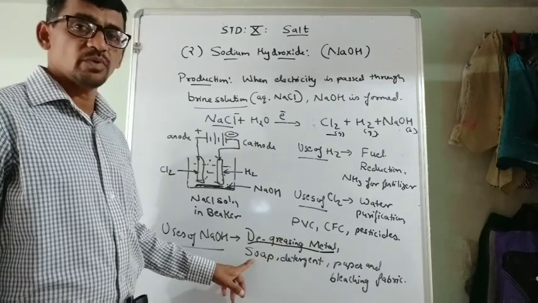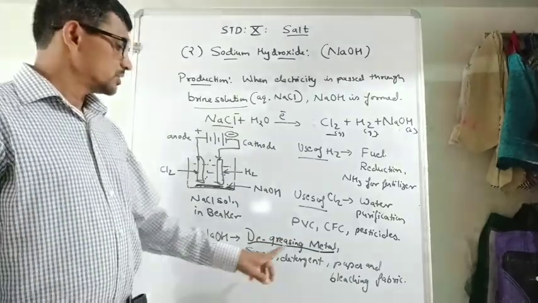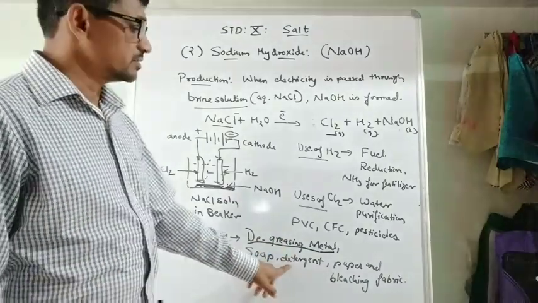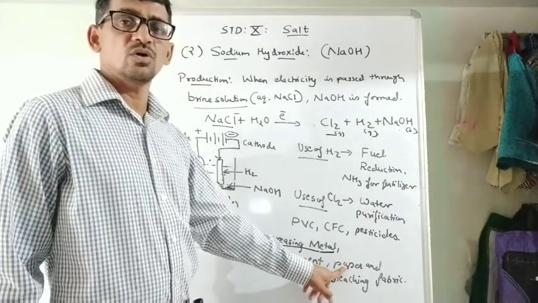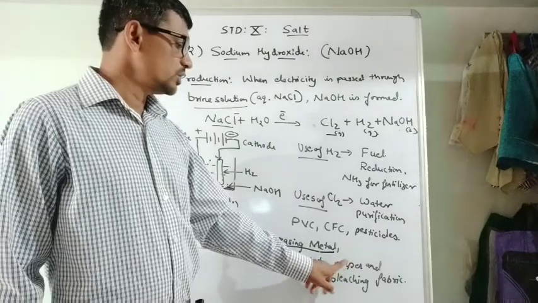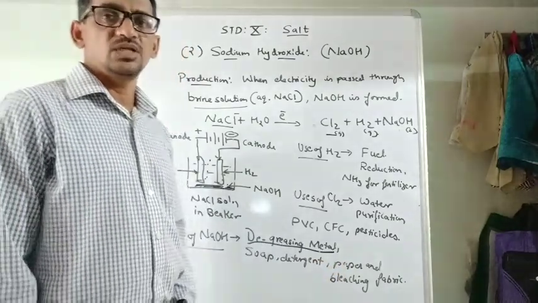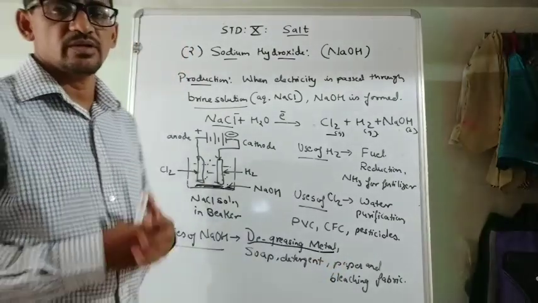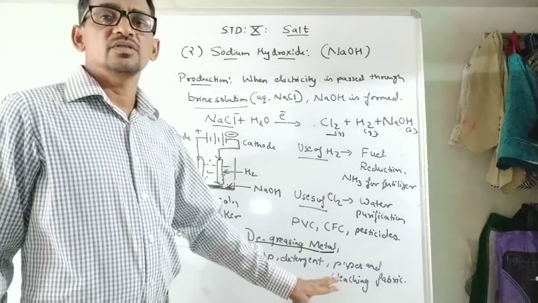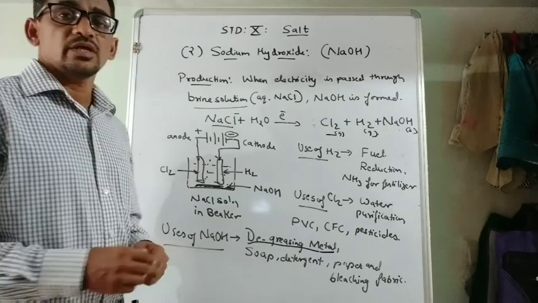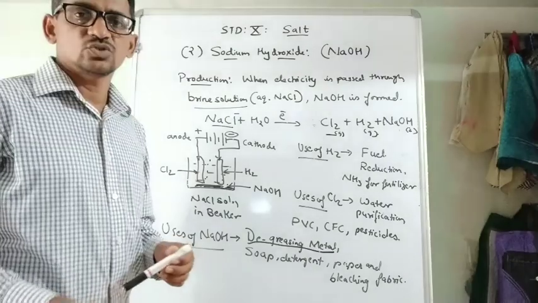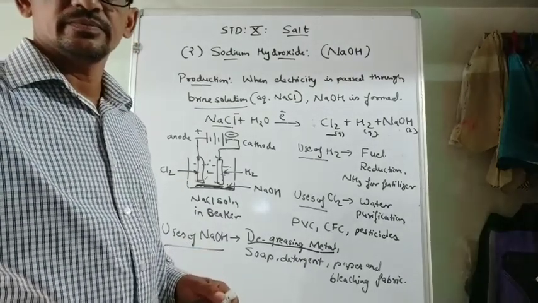Second, it is used for manufacture of soap. Third one, detergent. Another, as paper filler, for preparation of good quality paper, this NaOH is used. Another is bleaching, bleaching of fabrics can be done with the help of this NaOH. So these are the uses of NaOH, sodium hydroxide.